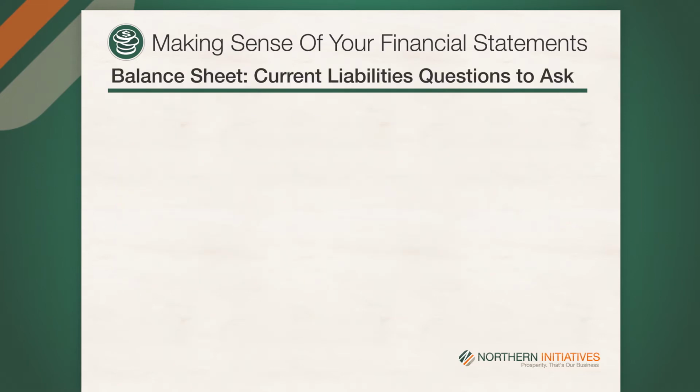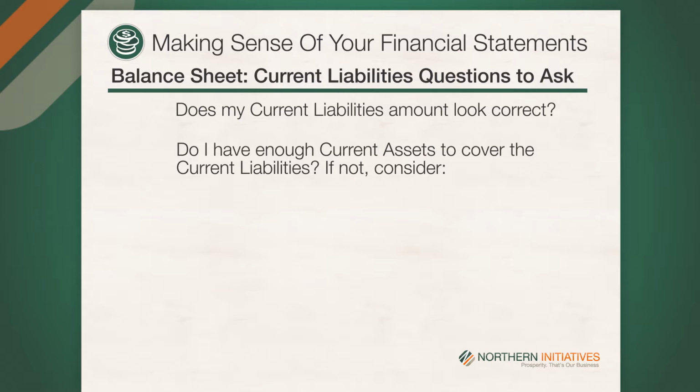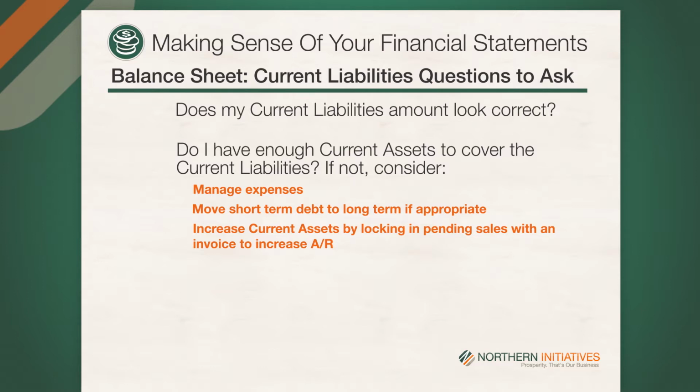Questions to ask yourself as you review your current liabilities. Does my current liabilities amount look correct? Do I have enough current assets to cover the current liabilities? If not, consider options such as manage expenses, move short-term debt to long-term if appropriate, increase current assets by locking in pending sales with an invoice to increase accounts receivable, sell more existing inventory before buying new inventory.